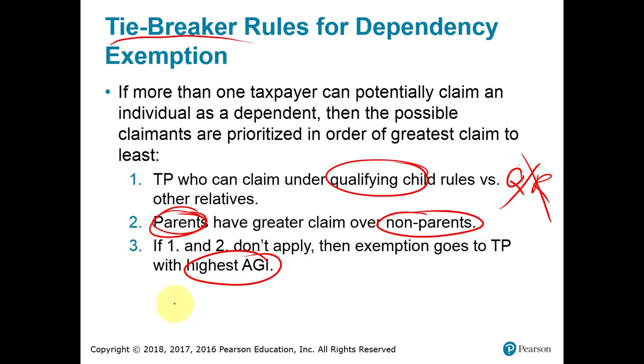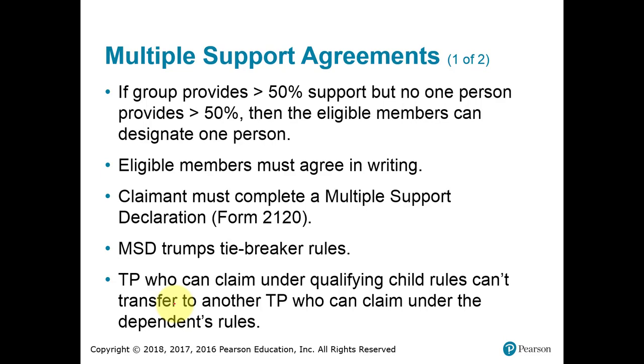And again, this assumes that the two or more people that can claim the child cannot agree among themselves who's going to claim the child or claim the relative. Then you use the tiebreaker rules. If no one taxpayer pays more than half of the support, this is the qualifying relative, it doesn't apply to qualifying child, then the taxpayers who do provide support can agree among themselves in writing with this form who will claim the exemption.